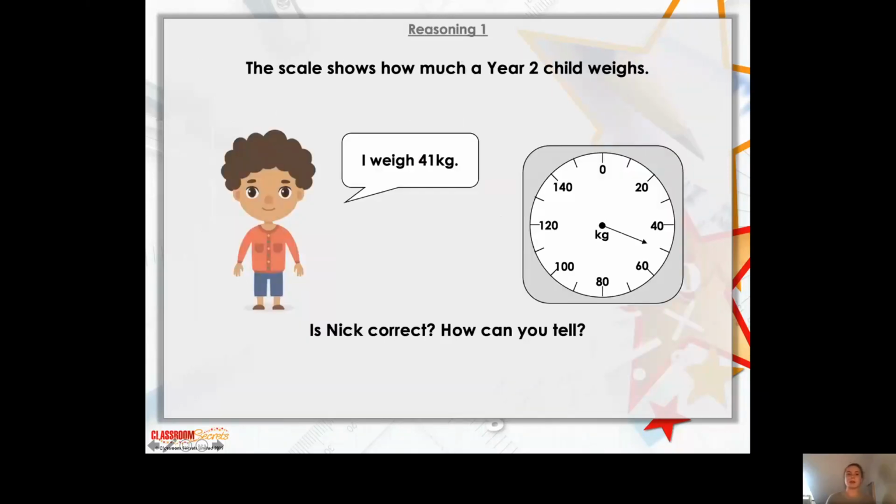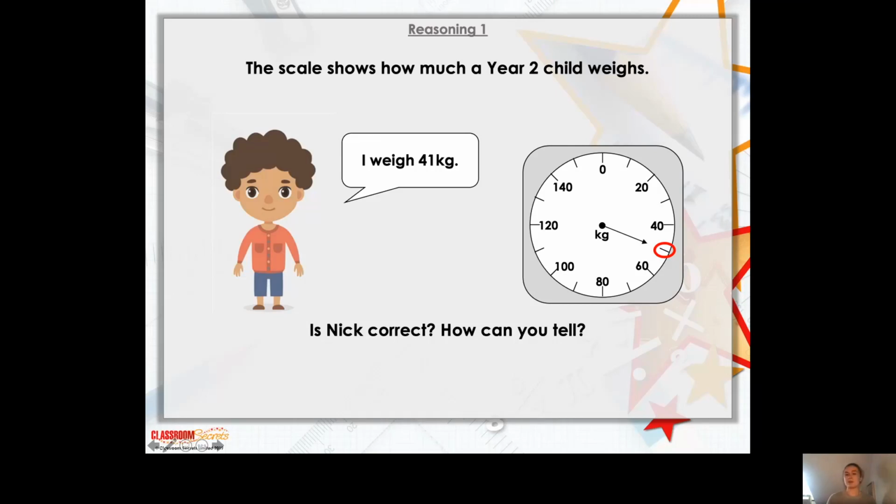So here, the scales show how much a year 2 child weighs. Now, the boy here, Nick, says that he weighs 41 kilograms. So let's have a look at the scales to see if we can work out whether he is correct or not. Okay, so we have got the arrow pointing to this marker here. Now, this marker hasn't got a number, has it? But we can see that it is halfway between 40 and 60.